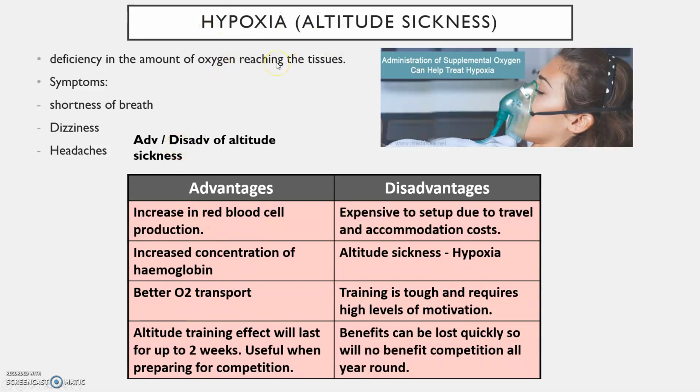Hypoxia, this is really important. If you get asked a question about altitude, you need to use the term hypoxia. Hypoxia is altitude sickness: headaches, feeling nauseous, dizziness, shortness of breath, and so on. It's the deficiency in the amount of oxygen reaching the tissue. The higher up you train, the less oxygen is available for you to breathe in. Therefore, you're going to tire easier, you're going to get headaches, you're going to feel dizzy if you do maximum exerted efforts for a long period of time.